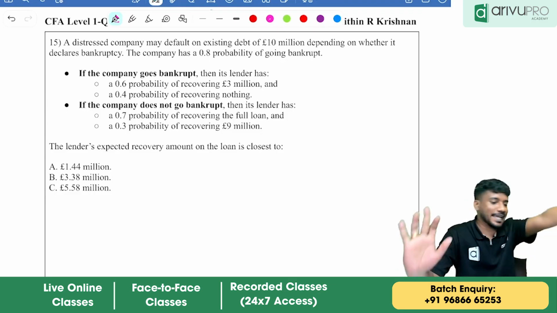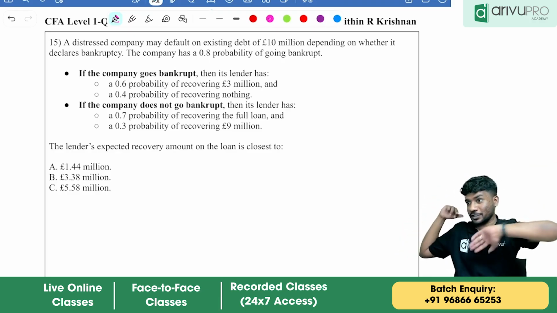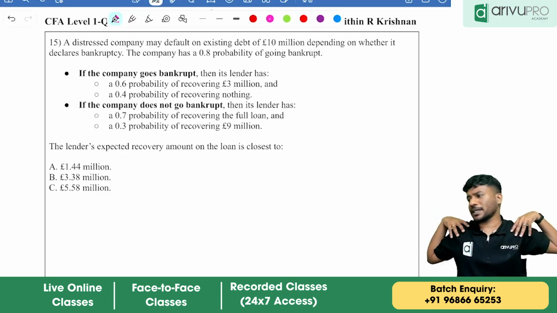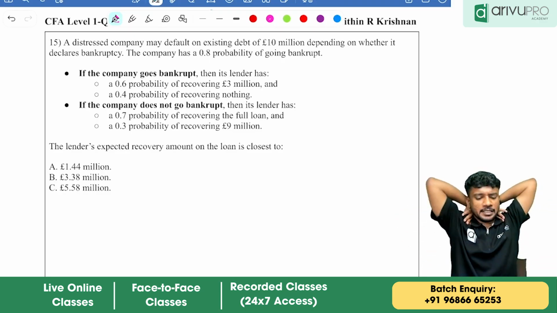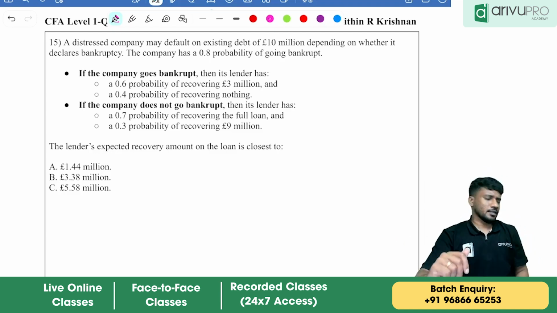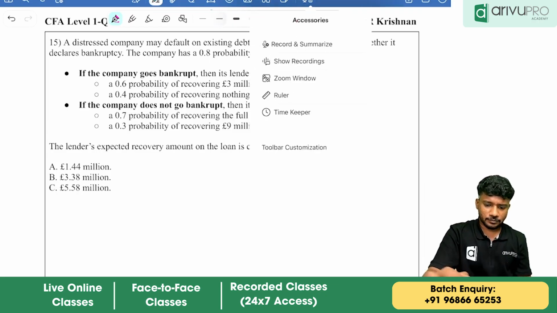Okay, the question is, expectation is also coming at the end. So first of all, we should know the probability values. Then we can easily find the expected values. Okay, expected recovery value. Solve this. Try solving. Timer starts.